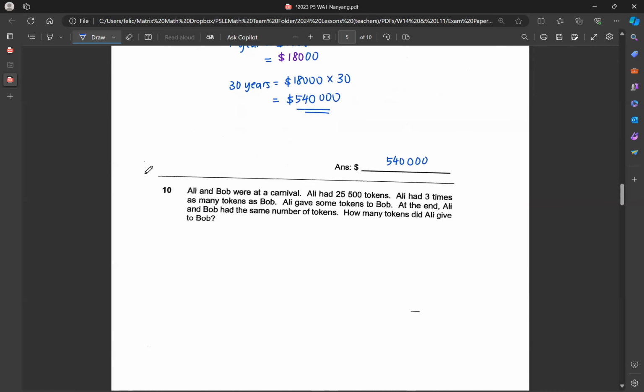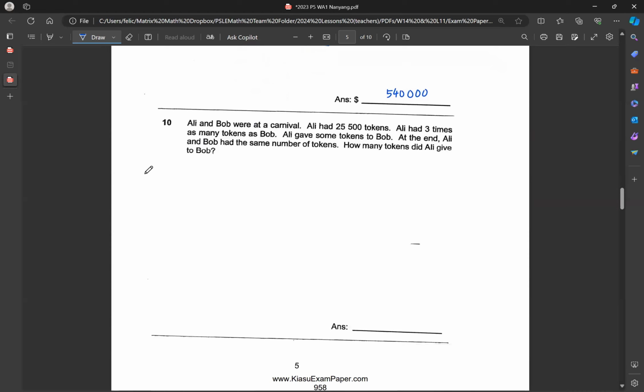Okay, question 10. So Ali and Bob were at a carnival. Ali had this much tokens. Ali has 3 times as many tokens as Bob. And Ali gave some tokens to Bob. And at the end, Ali and Bob had the same number of tokens. How many did Ali give to Bob?